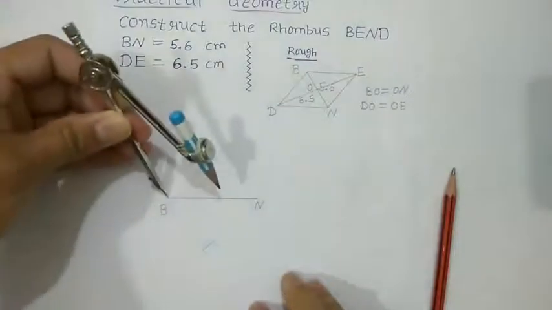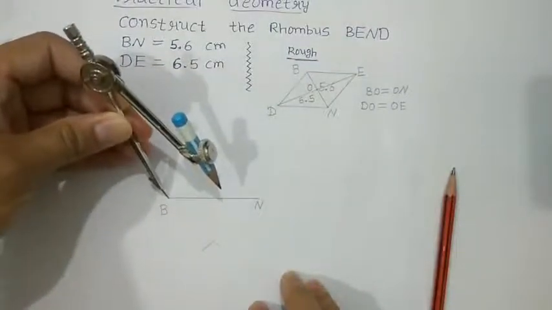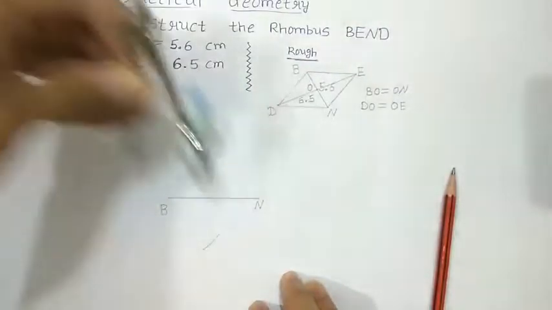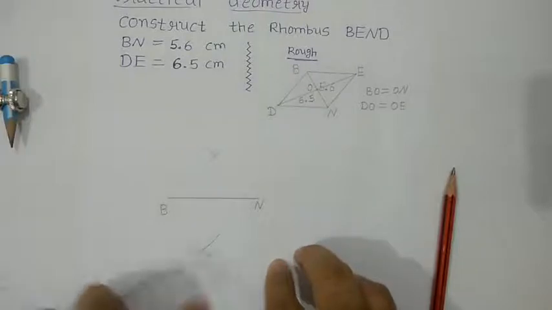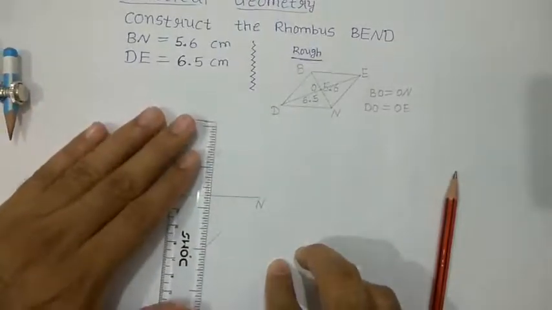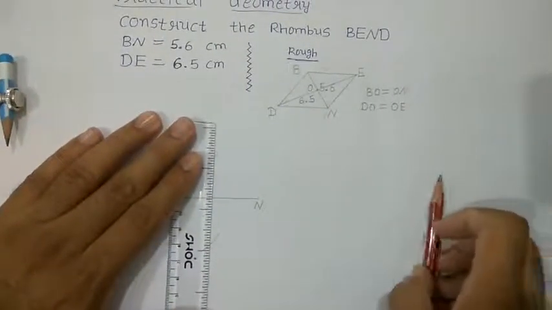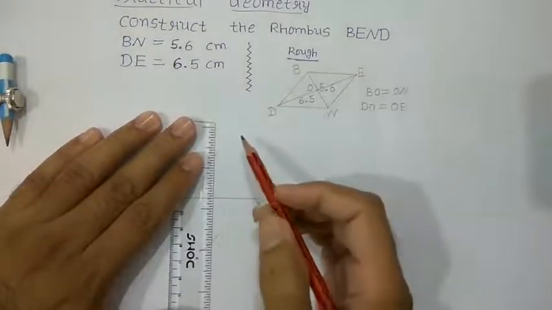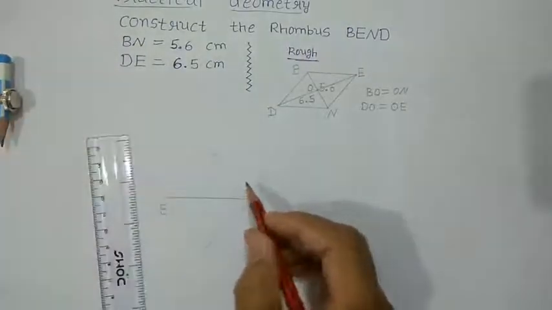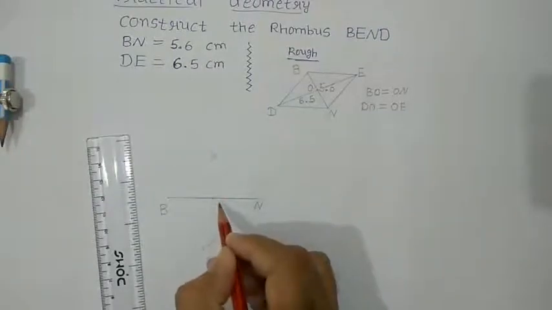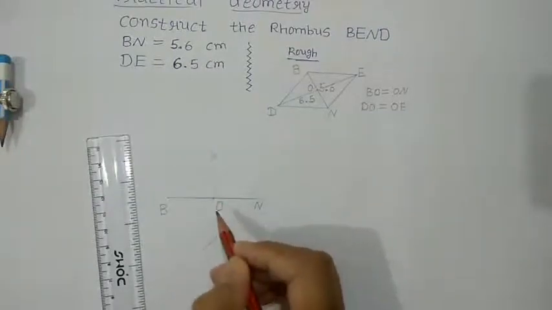So here you can see that we get two points. One is here and one is here, right? So now what will happen if we join both of these points? When we join them, we get the midpoint of BN, and that is point O, right?